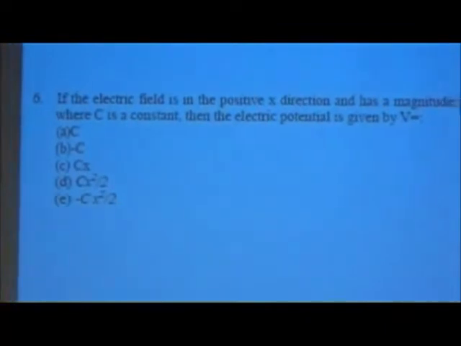This question says, if the electric field is in the positive x direction and has a magnitude given by E equals Cx, where C is a constant, electrical potential is given by which of these expressions? Talk to a person next to you. Your time starts now.